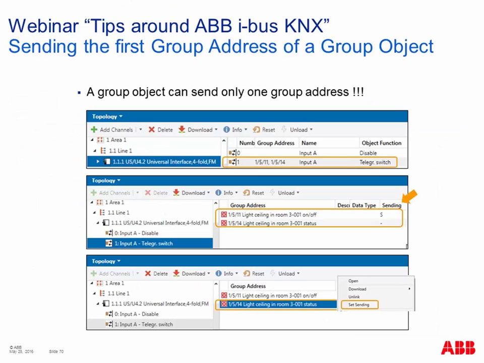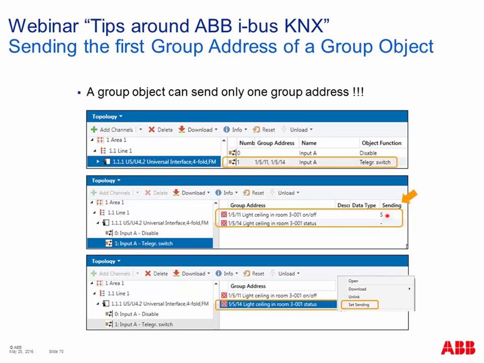Good, next step, sending the first group address of a group object. What's behind? A group object, for example, of a sensor, control element, motion detector, can only send one group address. So you link your group address to rocker 1, you press this rocker, and then it sends this group address to the KNX bus. But here you can see you can still assign more than one group address to one group object. The ETS allows it. So for example, here I use the universal interface. I have here assigned two group addresses, 1511, 1514. When we click here on our group object, input A, telegram switch, we can see here both of these group addresses, including the names, 1511, 1514. And the first one here, you can see an S, the sending.